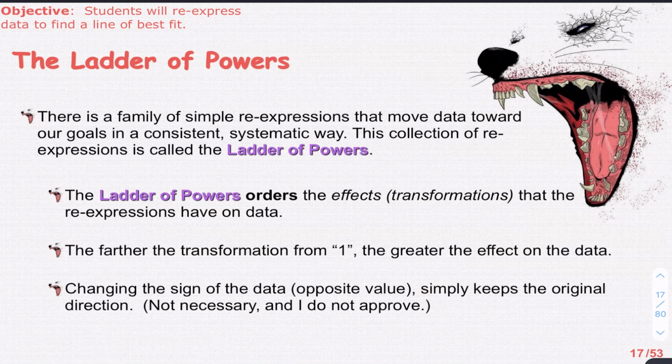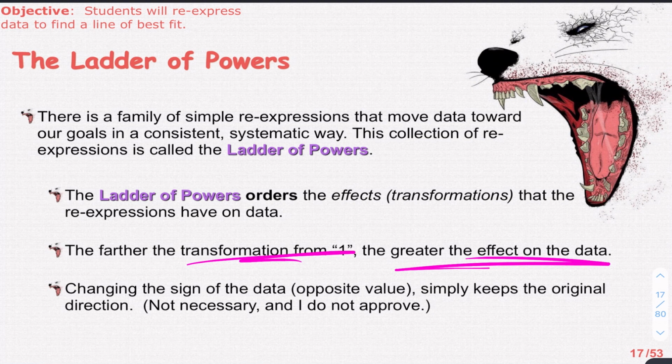And this gets to this idea of the ladder of powers. Now, I'm going to put up an image shortly that goes through each of the steps on the ladder. But I don't want you to focus too much on that, but I want you to think it comes from this curve. So there is a family of simple re-expressions that move data toward our goals in a consistent and systematic way. And this collection of re-expressions is called the ladder of powers. The ladder of powers orders the effects or the transformations that re-expression have on data. The further the transformation from one, the greater the effect on the data.